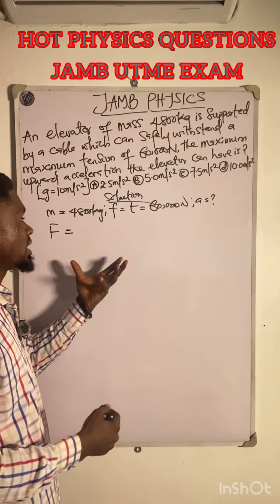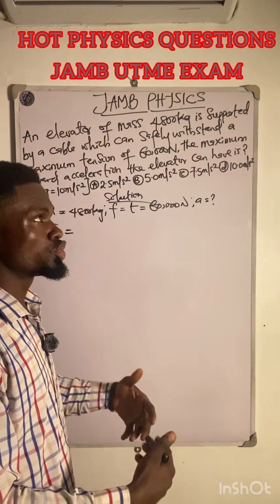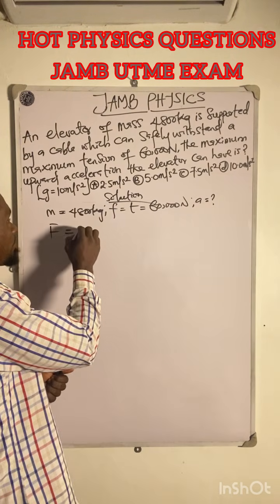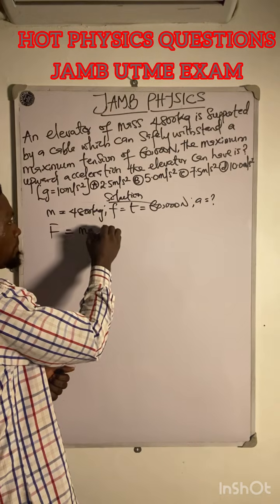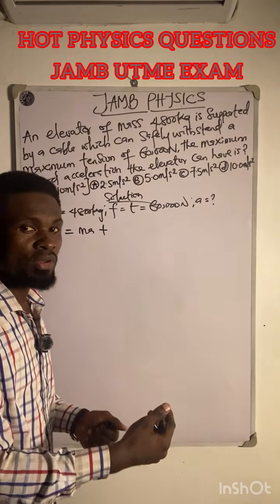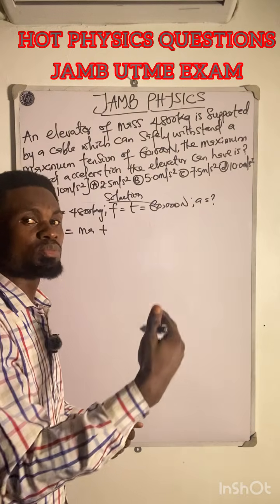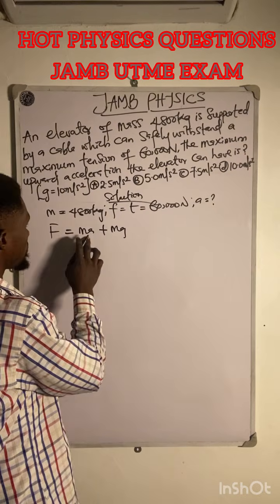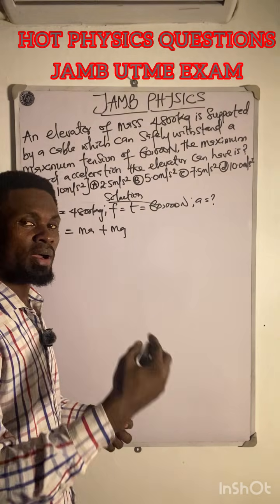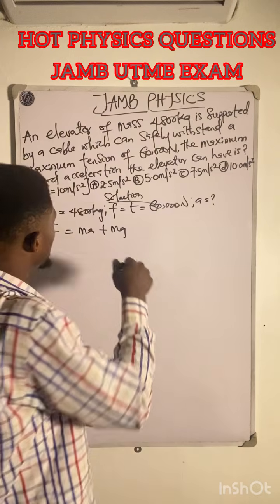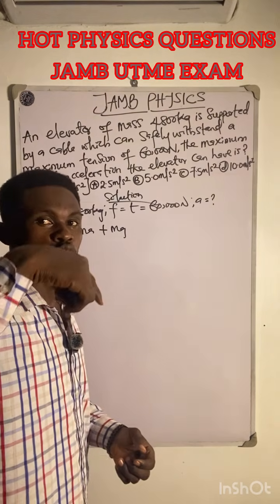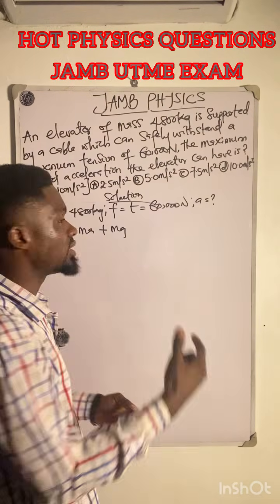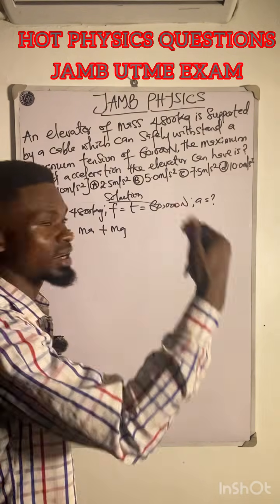So for the elevator to move upward, the force is ma plus the weight, the force of gravity it is moving against, which is mg. So these are the two forces, F1 and F2. F1 is the weight of the elevator, then mg is the gravitational force that the elevator has to overcome because it's under gravity.